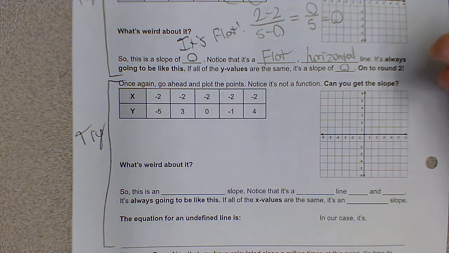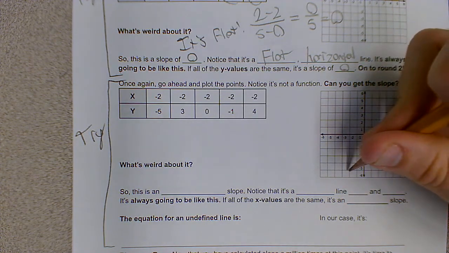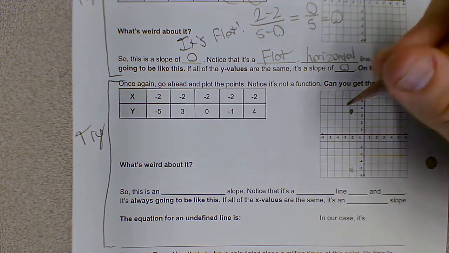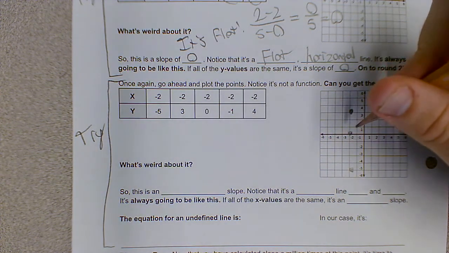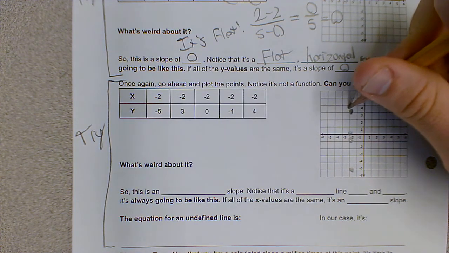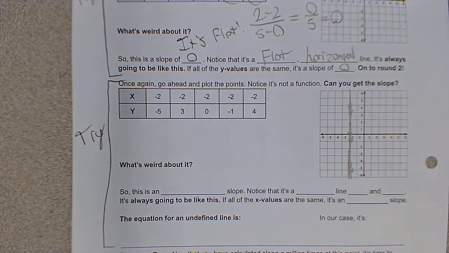Okay, once again, we're going to go ahead and plot our points. So I have negative 2, negative 5. I've got negative 2, 3. I've got negative 2, 0, negative 2, negative 1. I've got negative 2, 4. This is going to be a vertical line. Okay, weird.